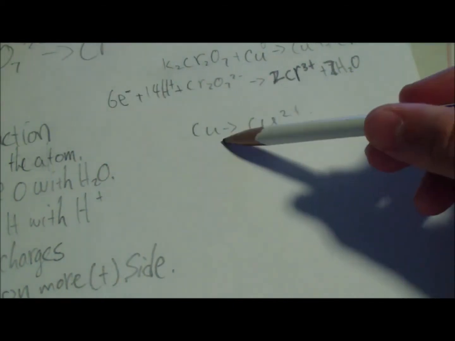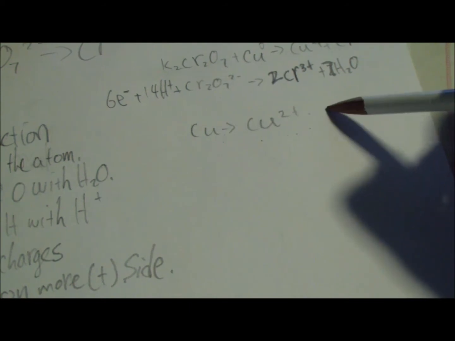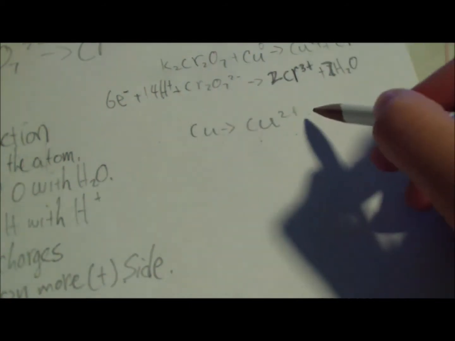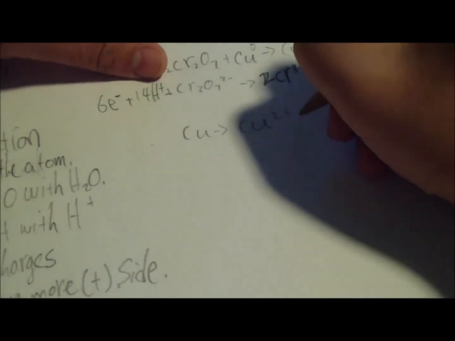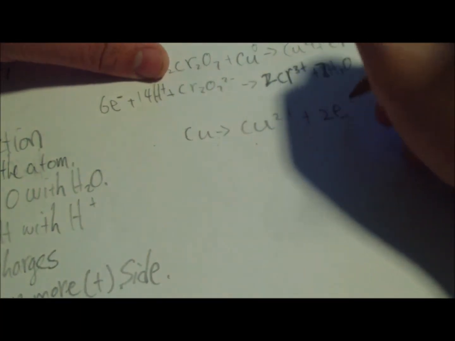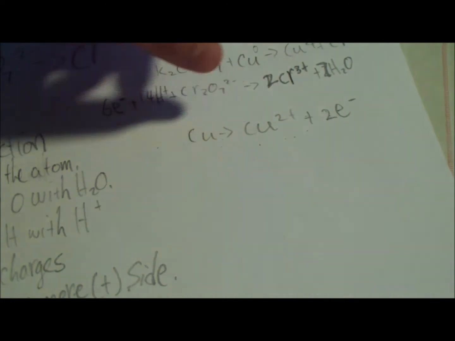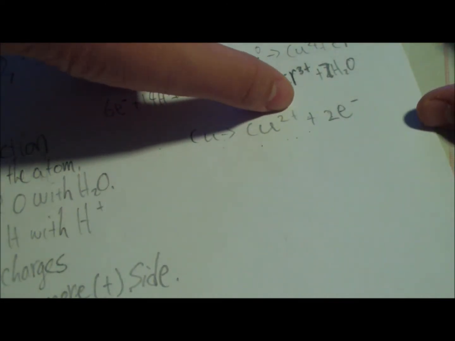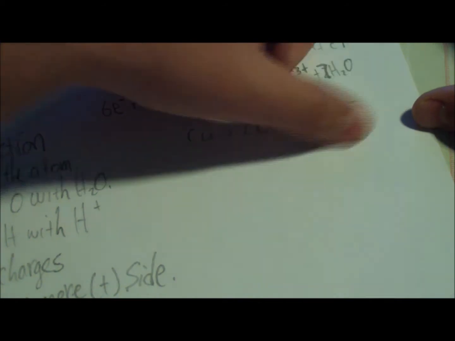Moving on to the copper half reaction: there's no oxygen on this side, so I don't need H2O, and no hydrogen, so no H plus. Now we only need to balance the electrons. I add 2 electrons here, because the charge is 0 on one side and plus 2 on the other, so I need 2 electrons to cancel out the charges.